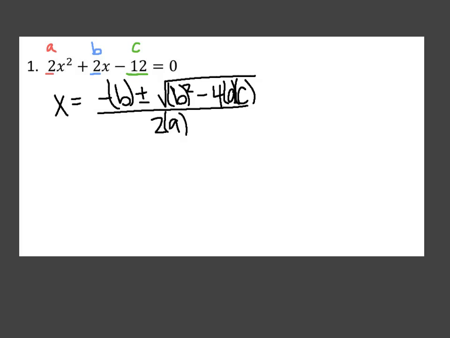So now let's go through and actually plug in our numbers. Anywhere that there is an a, I need to plug in the number 2. So there's an a here and an a here. I'm going to plug in the number 2 into each of those spots. Now anywhere that there is a b, I need to plug in also the number 2. So I have 2 and 2. Then anywhere that there is c, I need to put the number negative 12, which is right down here at the end of my problem.